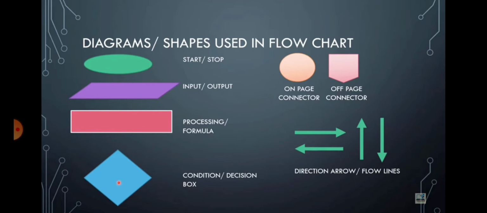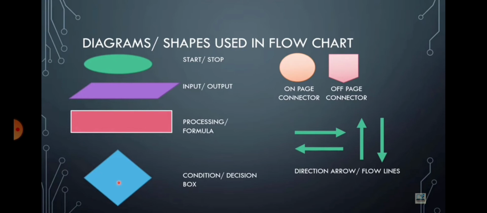The second one is parallelogram. The name of this symbol is input or output box. This is used to indicate input and output of a program. For example, to read a number, print a name, etc. The third one is rectangle.